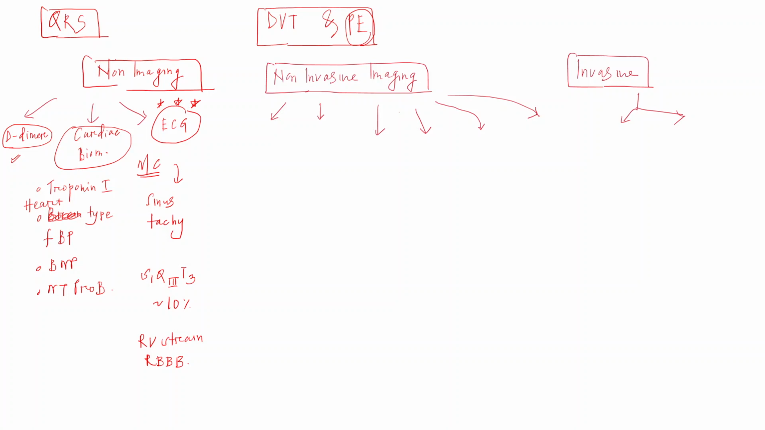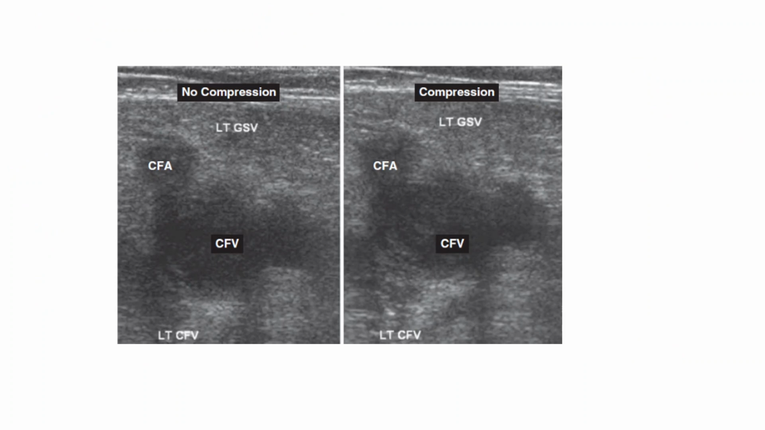Now coming to non-invasive imaging modality, first of all, ultrasonography. This is for DVT, and the ultrasound that you do is compression ultrasound. What do you mean by compression ultrasound? Remember, US is not for pulmonary embolism; it is done to look for DVT, as I have already told. If you see, in this case, here you can see the veins. This is the common femoral vein shown here.